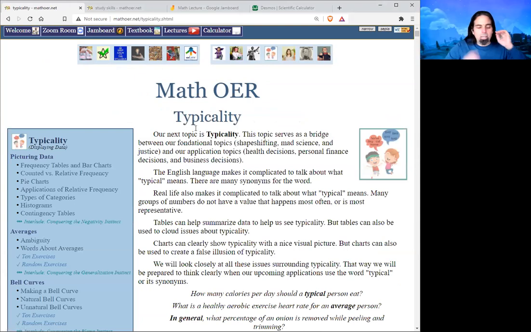Okay, let's look at typicality. If you weren't here last week, this will be a good review. Holler if I'm going too fast. I'm assuming that this is a review partly because we did it last week and partly because most of these things are something you've seen before.